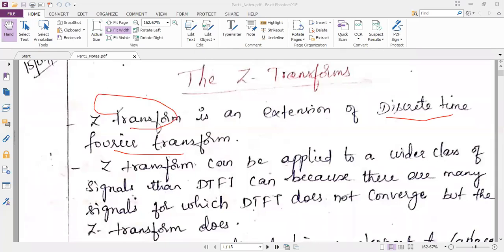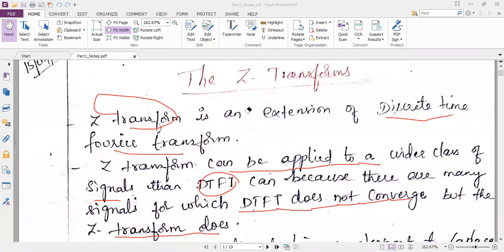The first important characteristic is that I can apply the Z transform to a wider class of signals. For example, DTFT I can apply to some types of signals, not for all signals, whereas the Z transform can be applied to any type of signal. This is the first important characteristic of the Z transform. Why can we apply it to any type of signal? Because the Z transform will converge, whereas the DTFT will not converge. You know what is the meaning of converge?